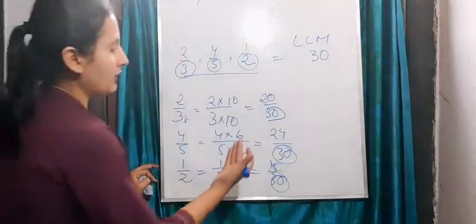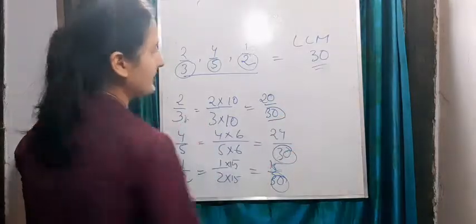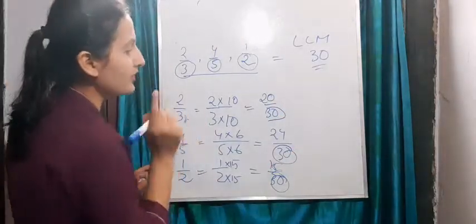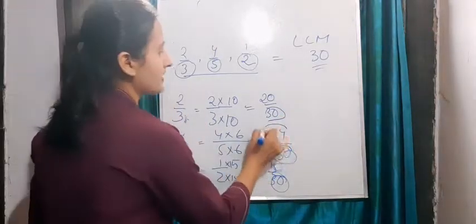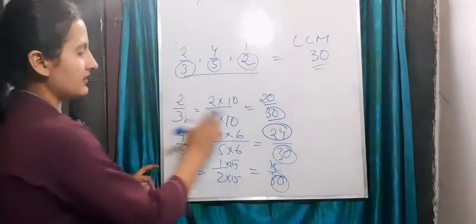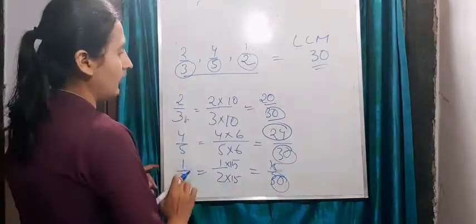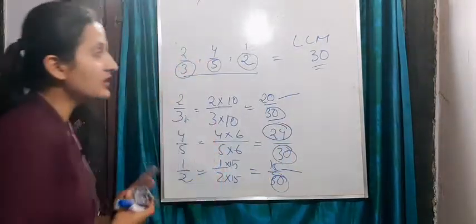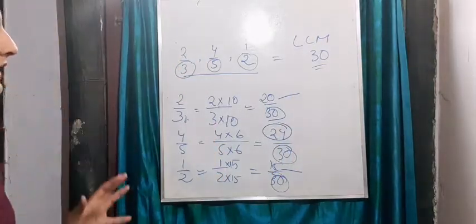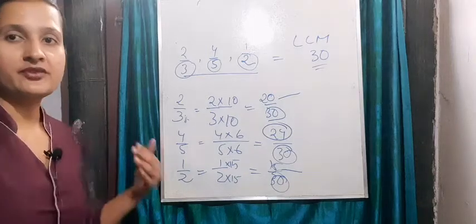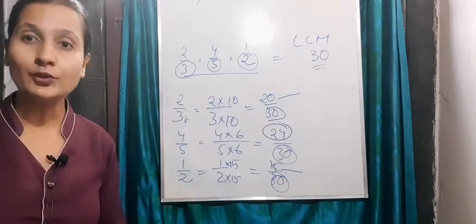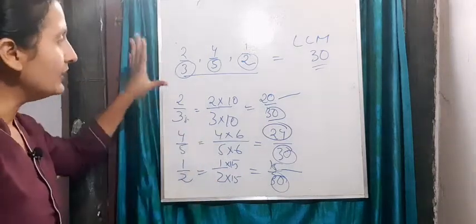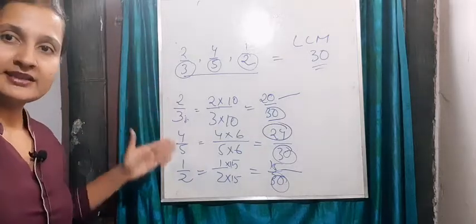So how did we make it? By taking the LCM. Now you see the numerators. Which one is the greatest? This 24 is the greatest, greater than all. Then next is 20 and then 15. So this is how we can compare the given fractions. If the fractions given are more than 2, then we have to compare them by this method.